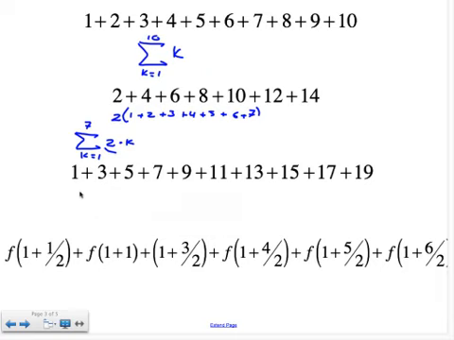So now this one's a little bit different than this one, but it's connected. If the even numbers are represented by 2 times k, then an odd number is either going to be 2k plus 1 or 2k minus 1.